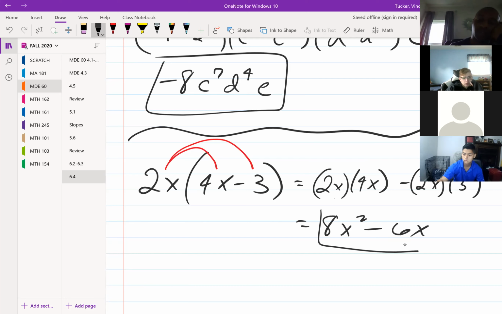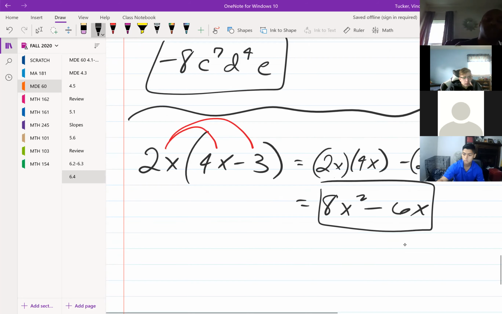When we start doing more multiplication, you'll see that sometimes you will be able to combine your like terms. But if there are no like terms, then you just stop right there.